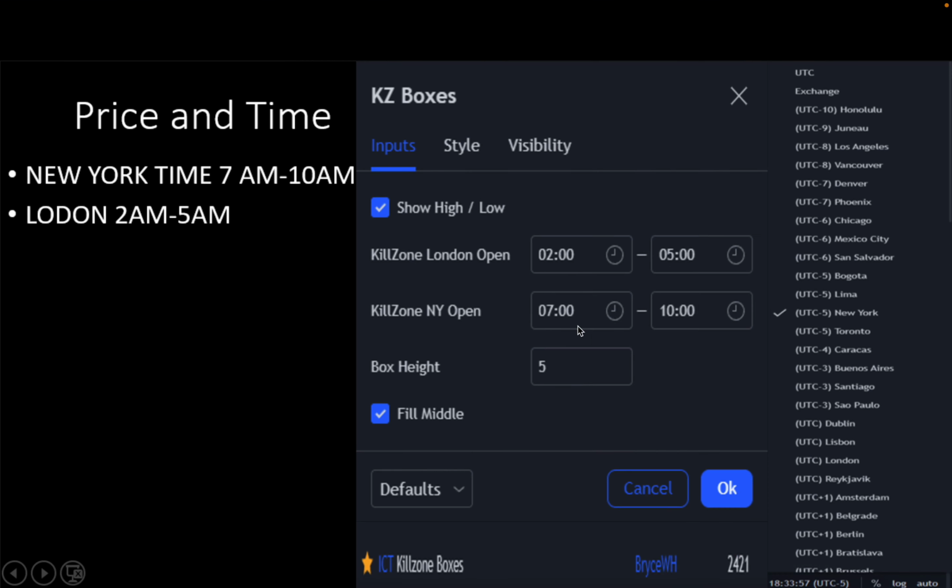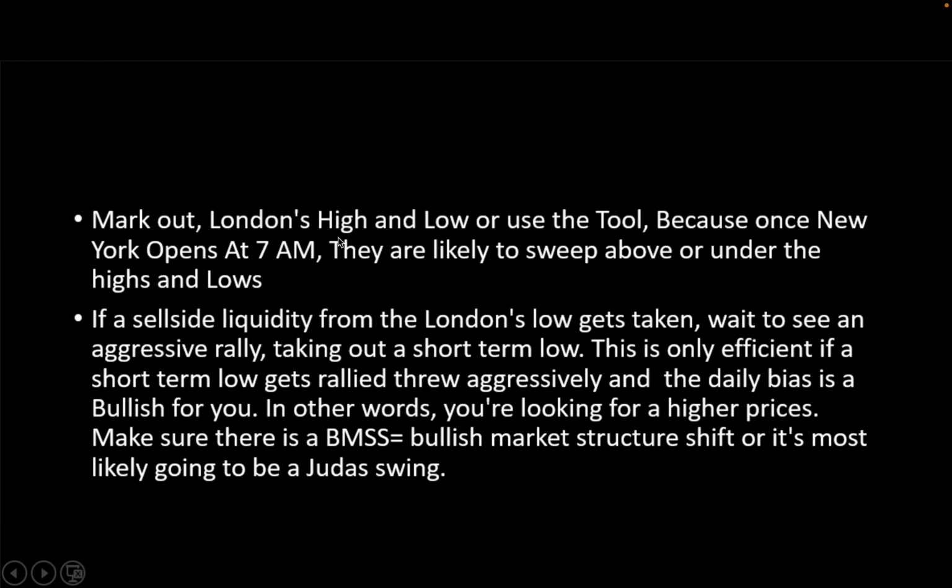All right. So if you haven't taken a screenshot, do it right now because I'm about to change the slide. Okay. So what essentially this does is it marks out London's high and London's low. Or you can do it yourself. You can mark out the London's high and London's low. Or simply use the tool I've just given you. And then you're saving yourself some time.